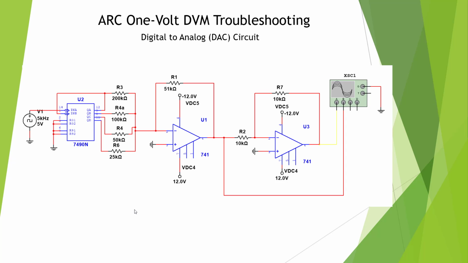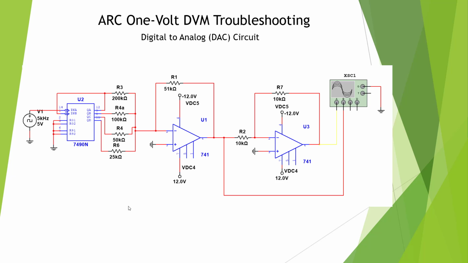Welcome to the ARC 1 volt DVM Troubleshooting Part 1. We're going to look at the circuit from our 7490 through our op amps. This is basically our DAC circuit, digital analog. This is a working circuit.